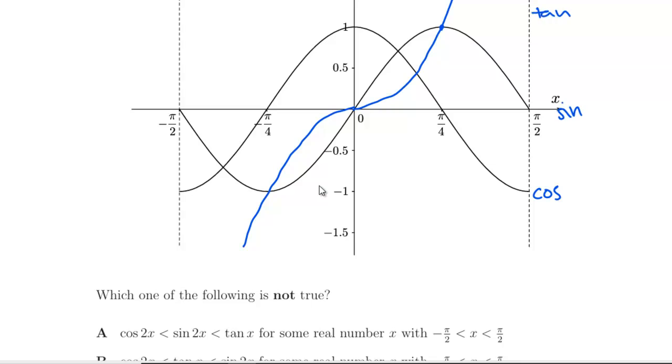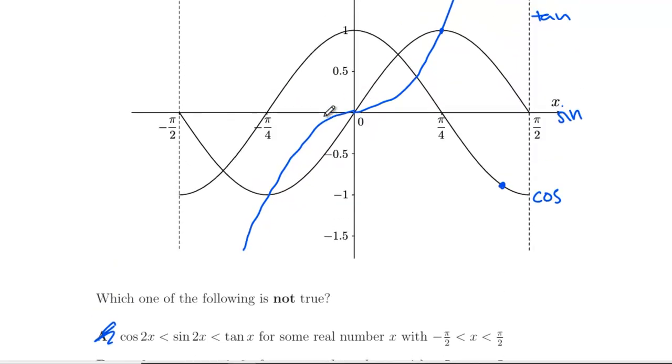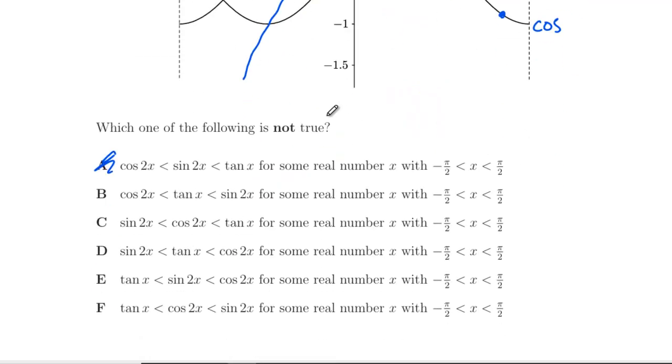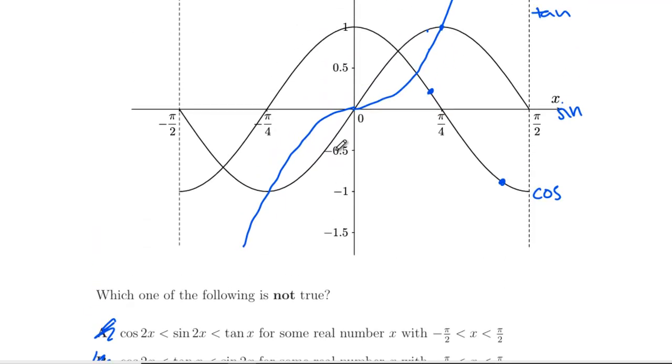So cos less than sine less than tan. Yeah, we can certainly do that. Like if we go here, cos is less than sine is less than tan. So that one's fine. Then cos less than tan less than sine. Cos less than tan, yeah, that would work if we were here. Cos is less than tan, which is less than sine. So that's fine. Sine is less than cos is less than tan. For sine less than cos, we've got all of this bit, and less than tan.